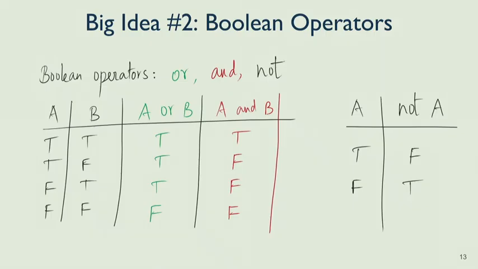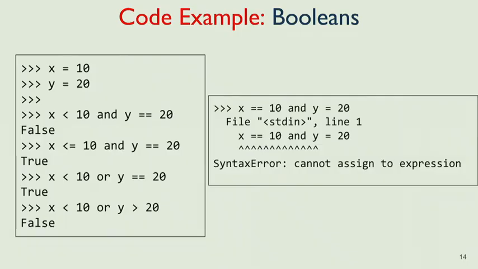And then lastly, we have something called not. It just flips things. A is true. What's not A? The opposite of true? False. A is false. What's not A? The opposite of false is true. Okay. Let's look at some examples.